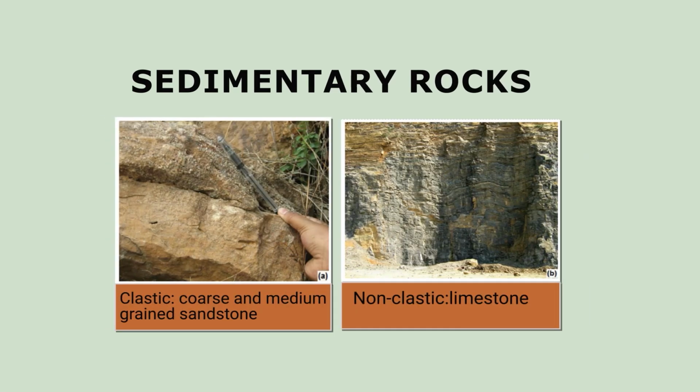Now, two examples are given in the figure. If you see that, one clastic which is coarse and medium grained sandstone, and non-clastic is limestone. Now, what is the difference between the two? The sandstone is formed by mechanical weathering and subsequent processes. The non-clastic limestone is normally formed by chemical or biochemical processes which are involved in their formation.